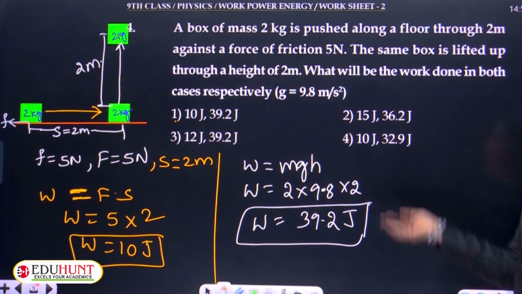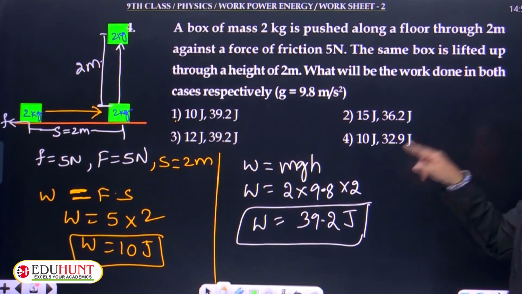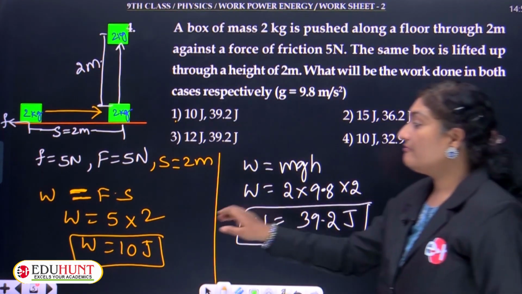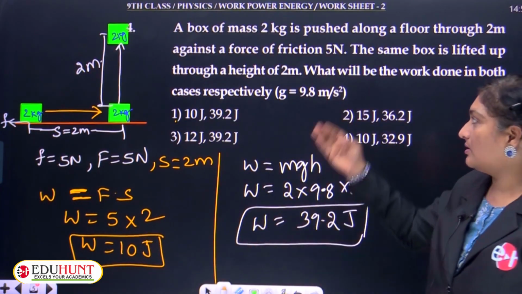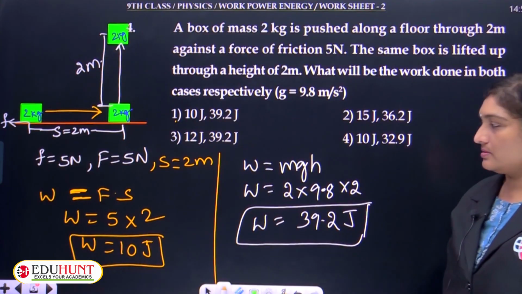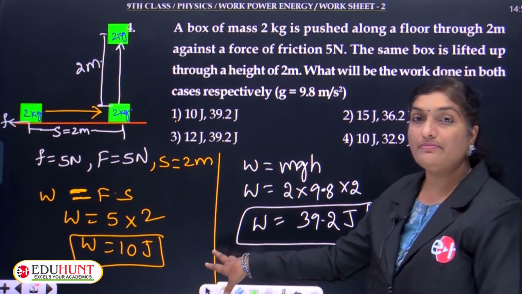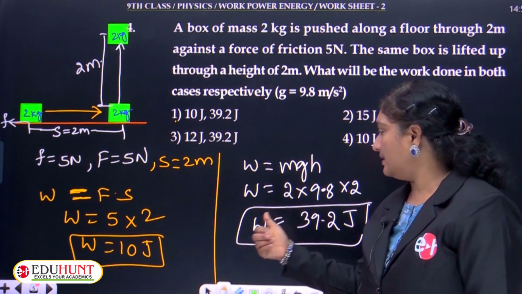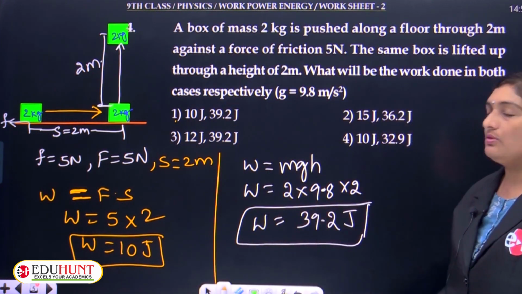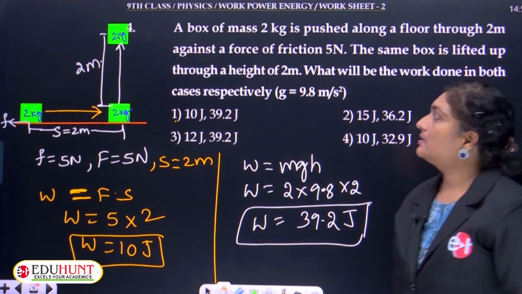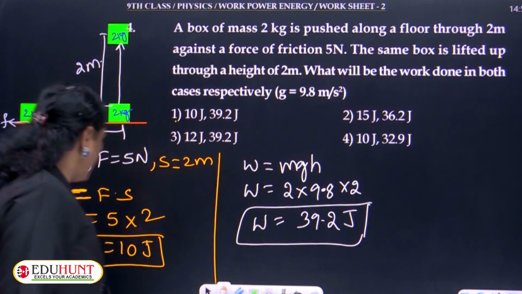So work done in lifting the block to a height of 2 meters is 39.2, whereas the work done in pushing the block or moving along the floor is taken as 10 joules. Same mass and same distance is moved, but here the acceleration due to gravity affects. Hence, the condition varies. Okay. So now moving to the next question, children.